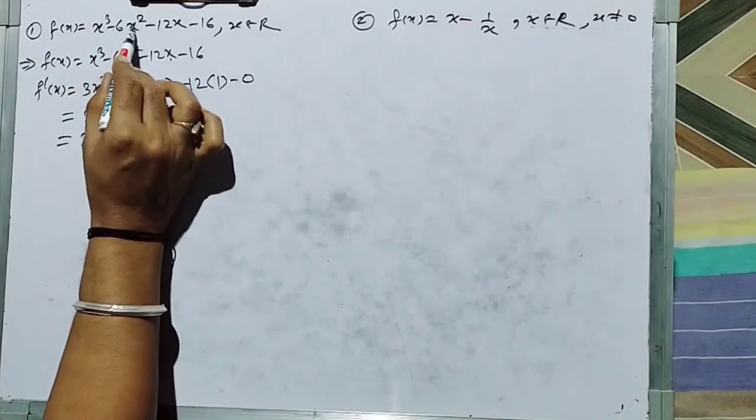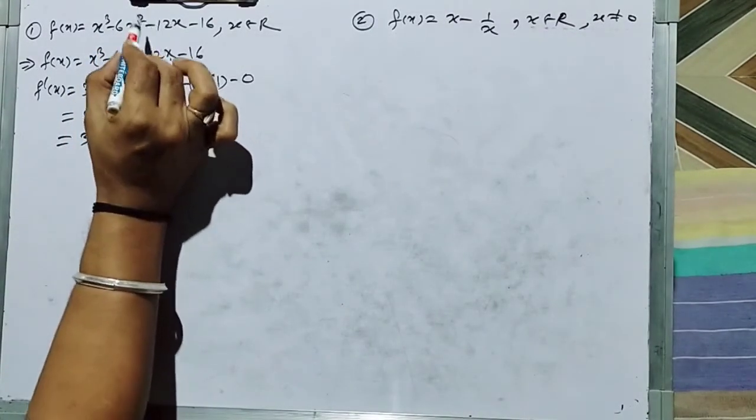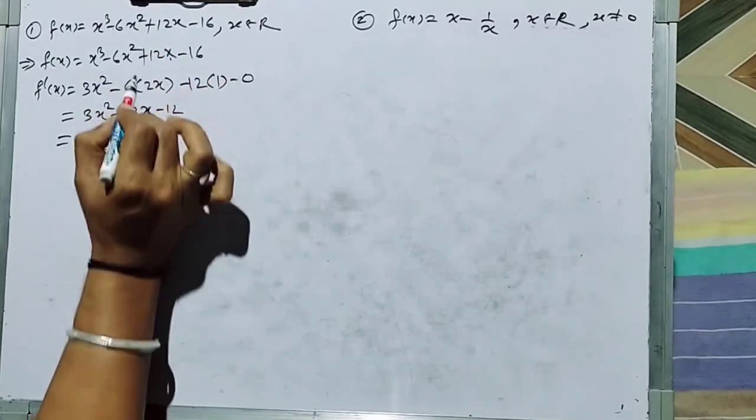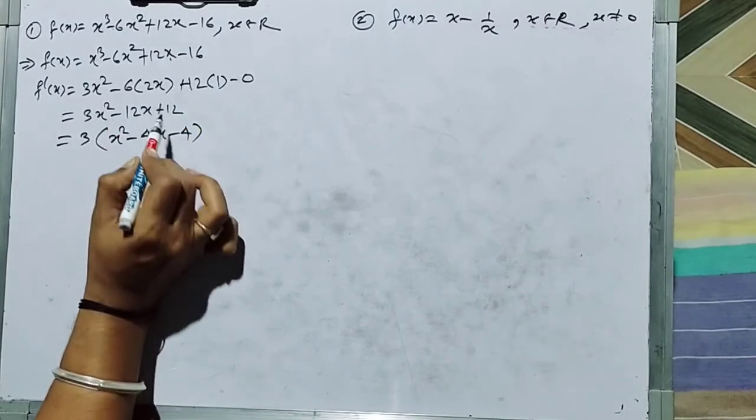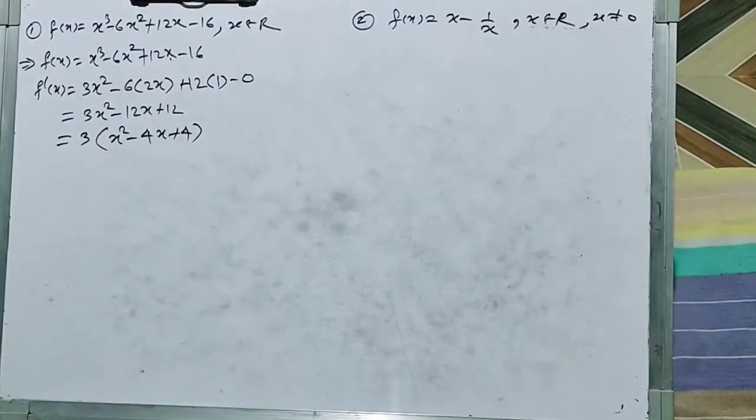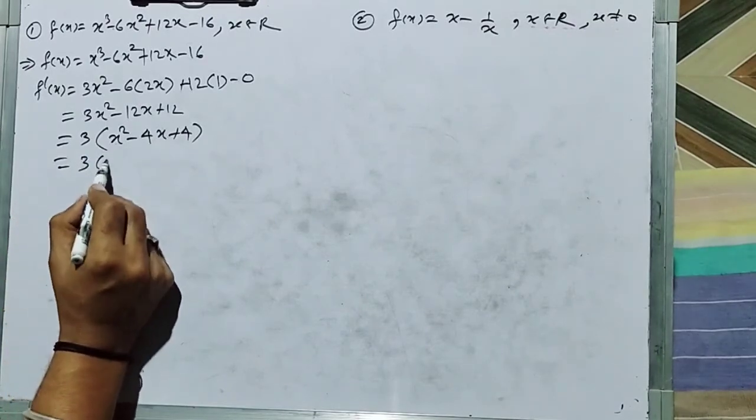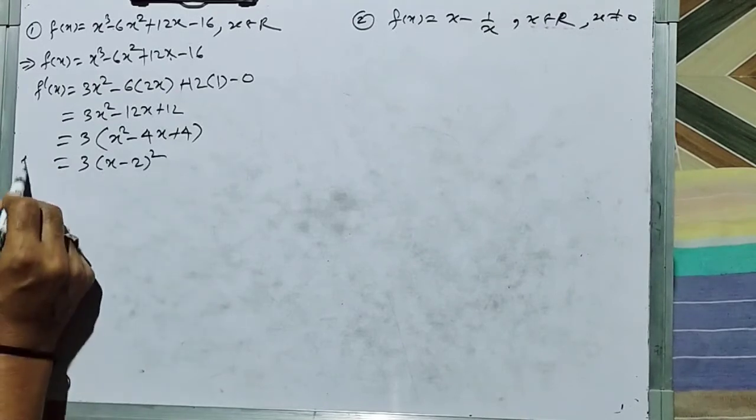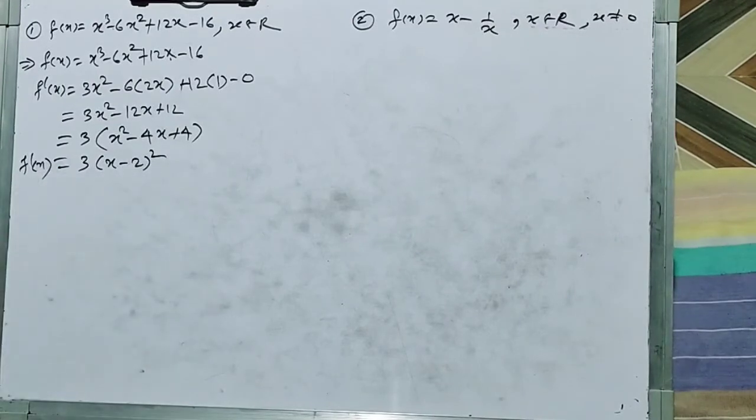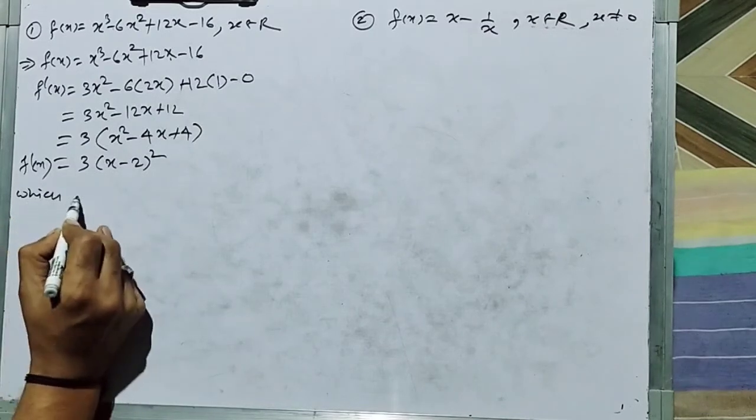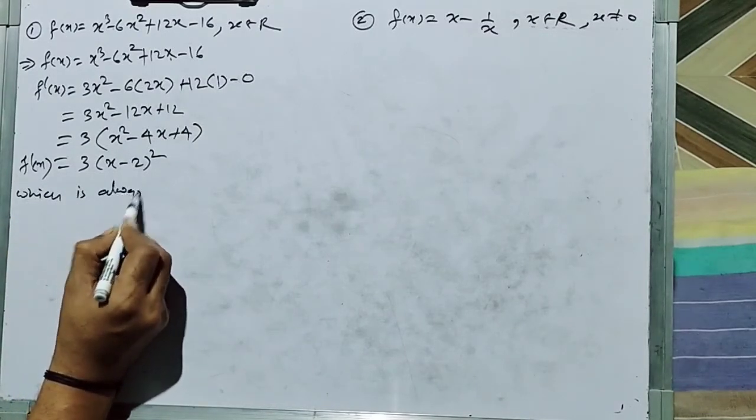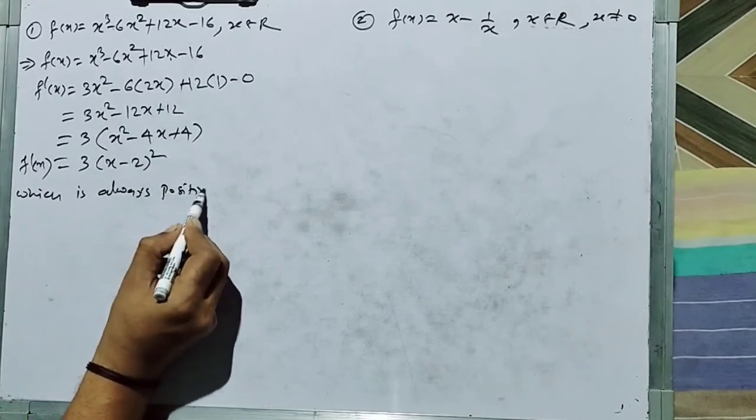So this value is x cube minus 6x square minus 12x means plus 12x. Here plus, here plus. So this is equal to 3 into x minus 2 whole square. So f dash of x is equal to 3 into x minus 2 square, and which is always positive.